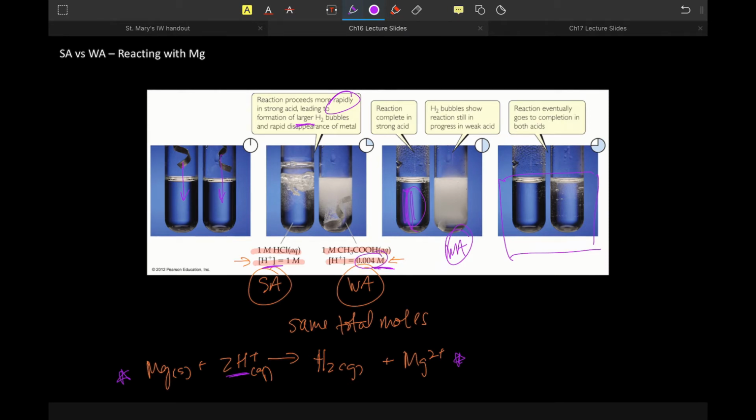There's less H+ immediately available, so it reacts, and then the reaction shifts forward, and by reaction I mean dissociation of acetic acid shifts forward and more H+ is produced and consumed, produced and consumed. So it's basically a process that keeps happening over and over again. Kind of.